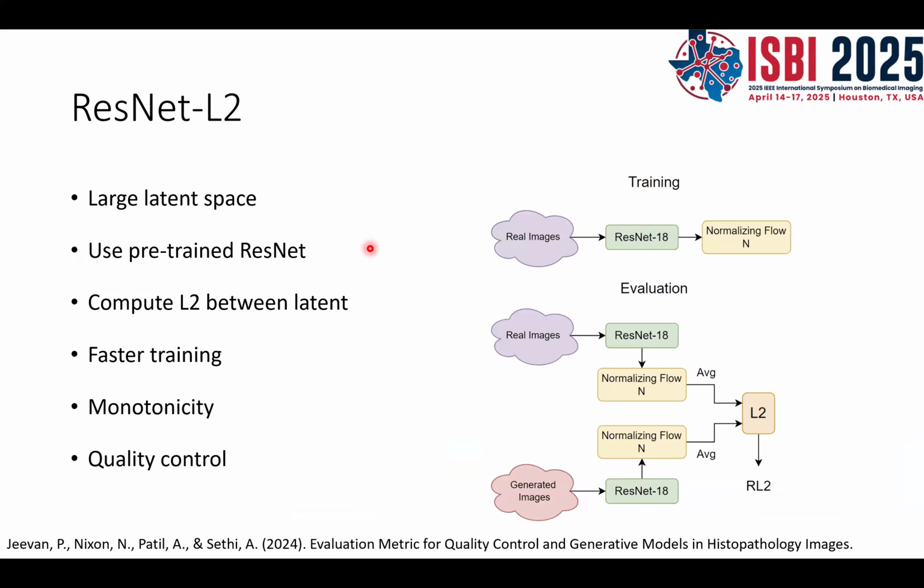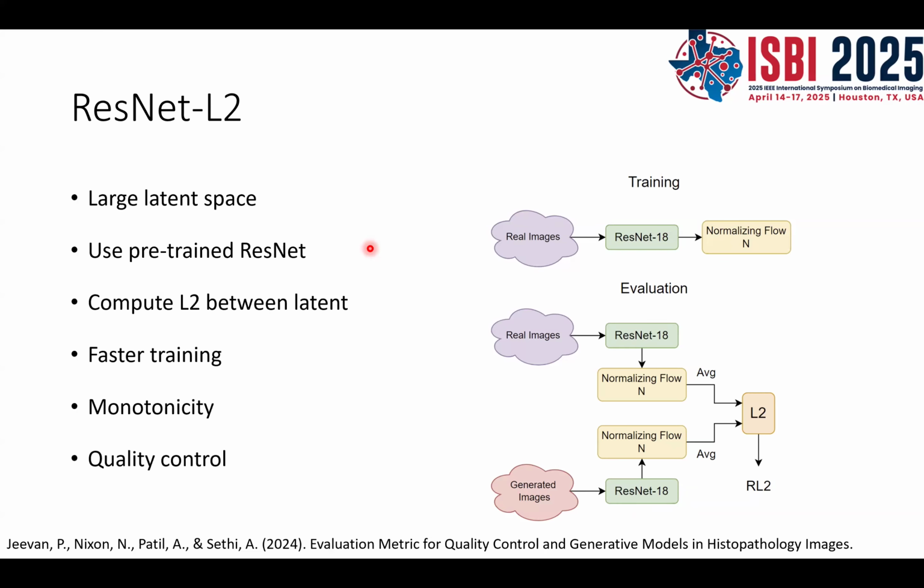So one problem with normalizing flow is that it's an invertible architecture, so the input and the latent dimensions have to be the same. If you use very high resolution images, then because the latent dimension has to be the same as the input dimension, the compute becomes much higher. So how can we reduce the latent space of this normalizing flow?